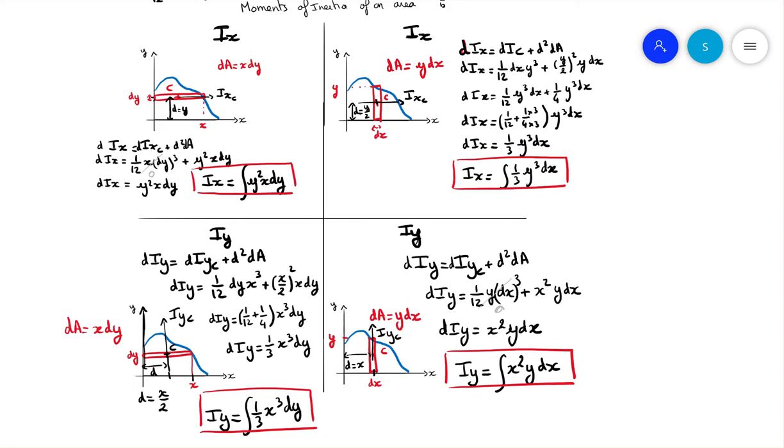Our recommendation, if you can, use horizontal stripes for Ix and vertical stripes for Iy. Remember, the y is vertical, the x is horizontal. That's the way I remember it.